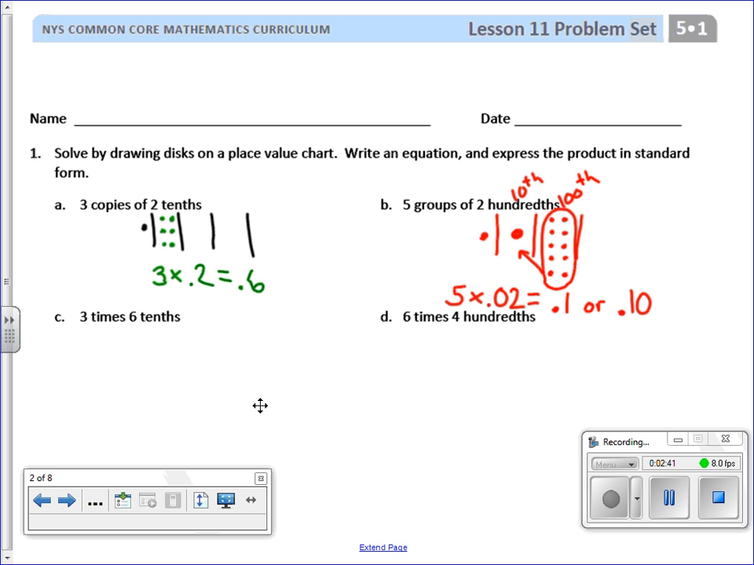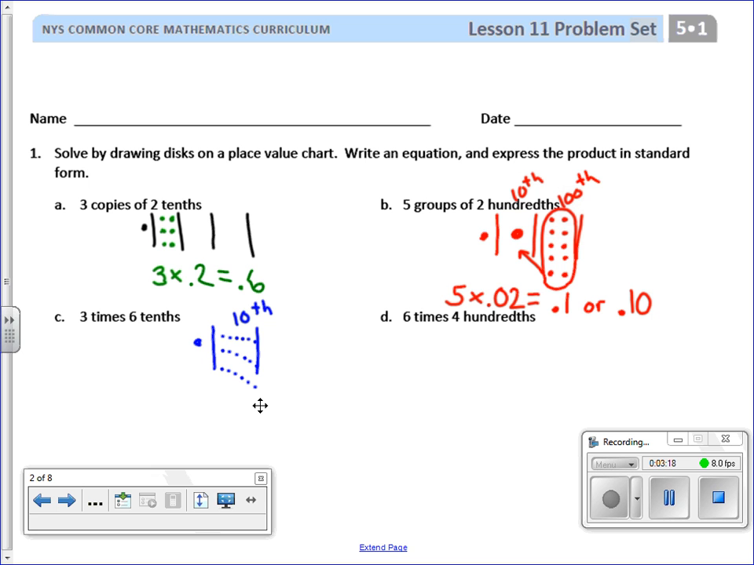Okay, number 3 is 3 times 6 tenths. So we need to look at our tenths column. Here's our decimal point. Here's our tenths. 3 times 6 tenths means we need 3 copies of 6 tenths. So we've got 1, 2, 3, 4, 5, 6. That's 1 copy. 1, 2, 3, 4, 5, 6. That's 2 copies. 1, 2, 3, 4, 5, 6. That's 3 copies. Remember, we can do groups of 10 and they move 1 place to the left.